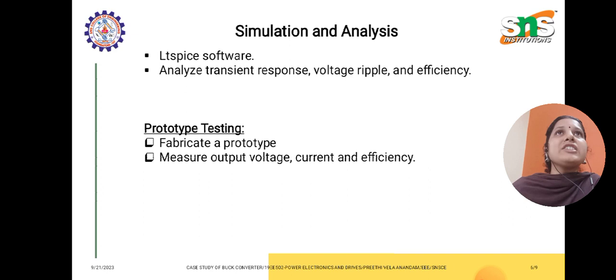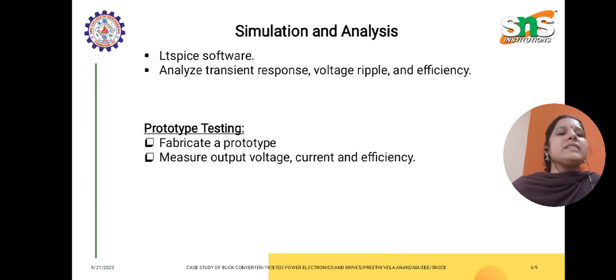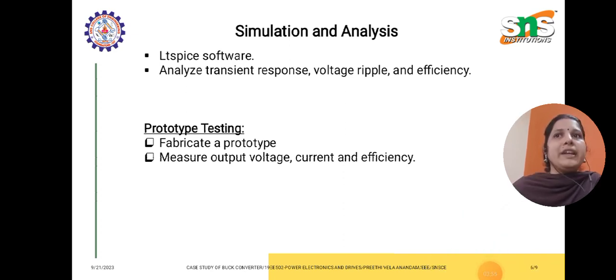Use the simulation software like LTspice to model and optimize the buck converter circuit. Analyze the transient response, voltage ripple and frequency, efficiency, and adjust the component values and the control parameters to meet the design requirements. And now we are focusing on the prototype and testing. Prototype testing in the sense, fabricate a prototype of the buck converter circuit, measure your output voltage, current and efficiency under the various load conditions. And then we have to make the necessary adjustments based upon the real world performance.